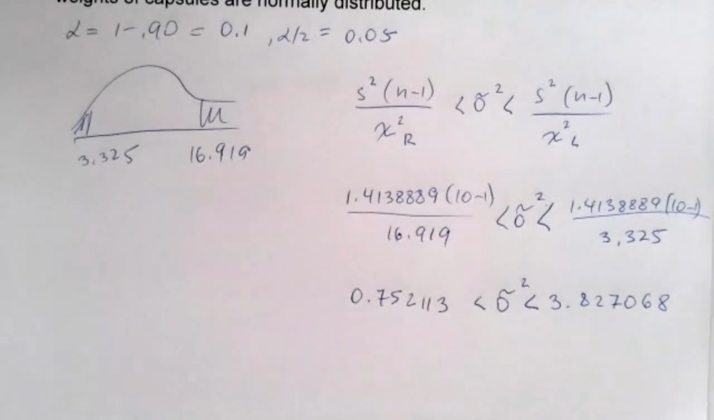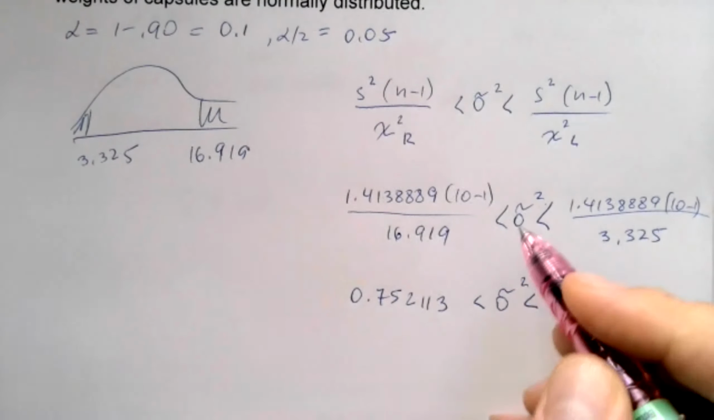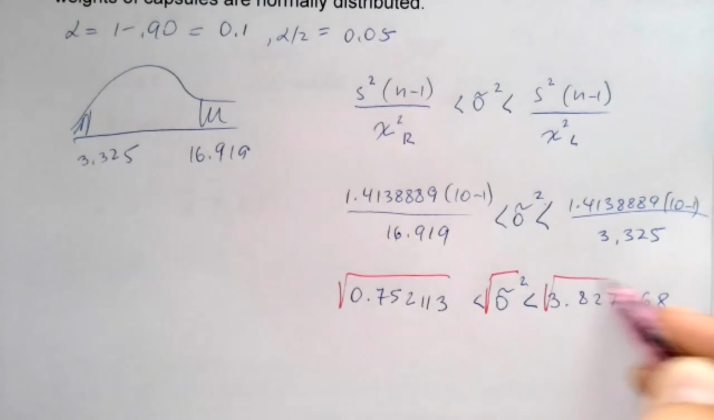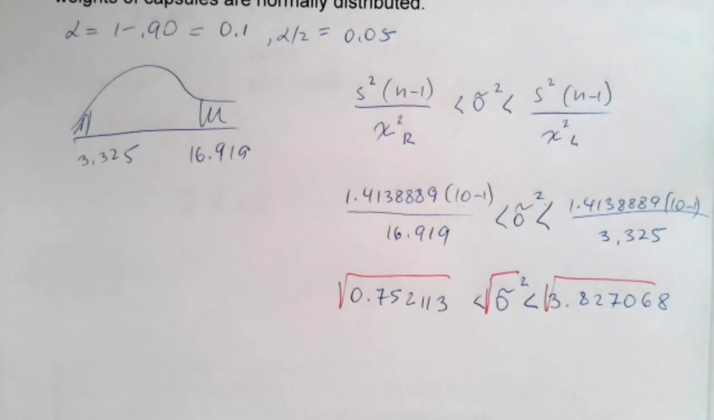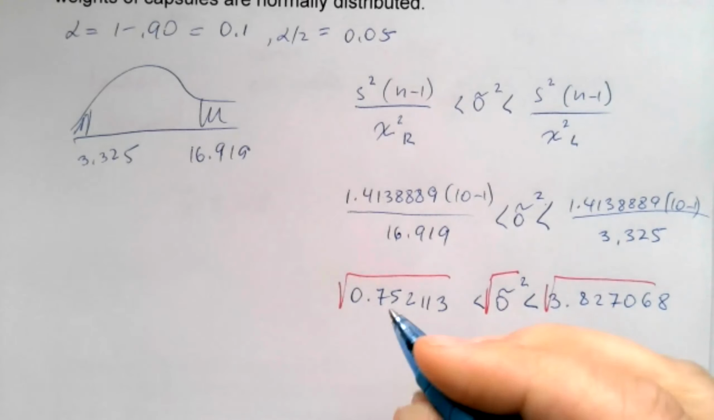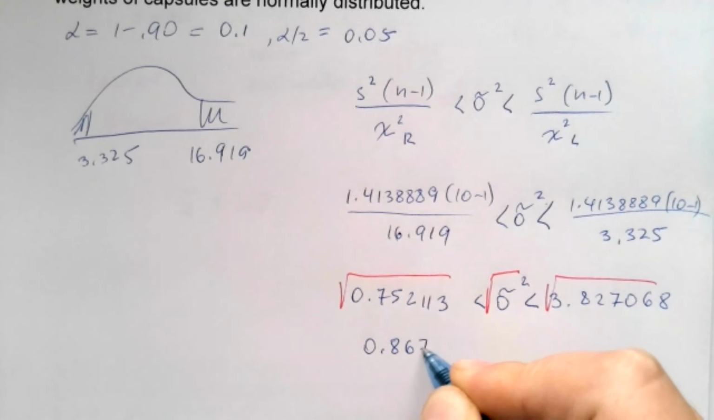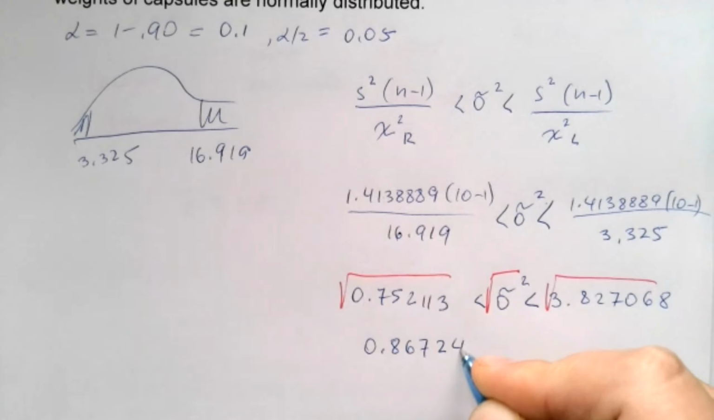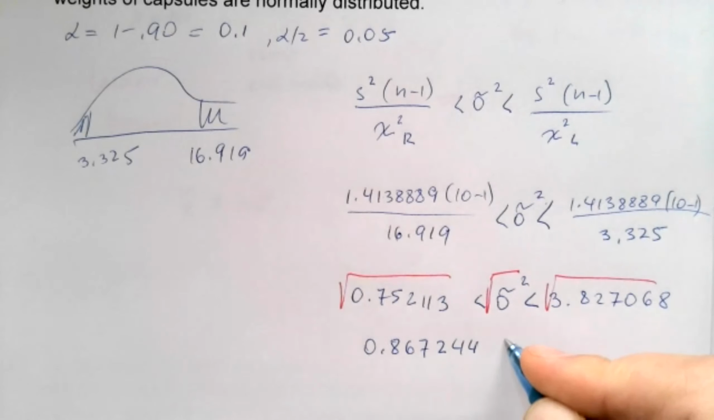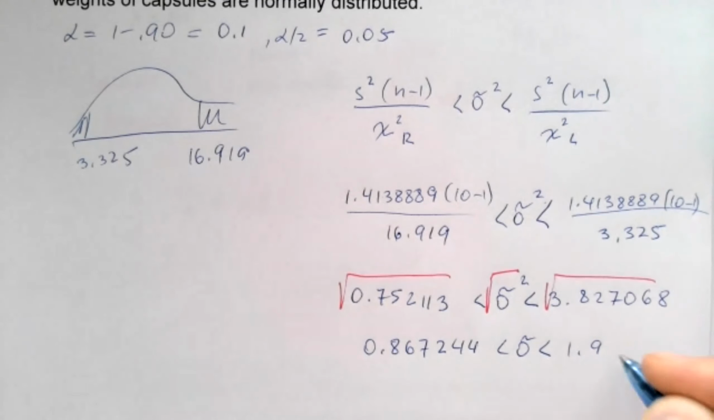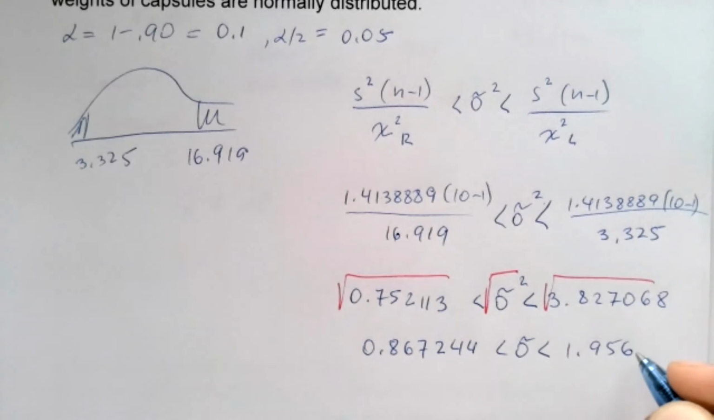So we still have to figure out the standard deviation. And in order to do that, we're going to square root all parts. So we need to square root sigma squared, and we're going to square root all parts of this inequality, which gives us 0.867 on this side, and 1.95629 on the right side.